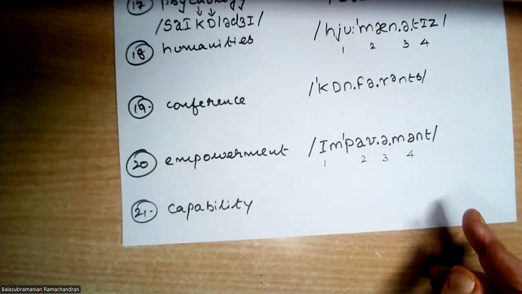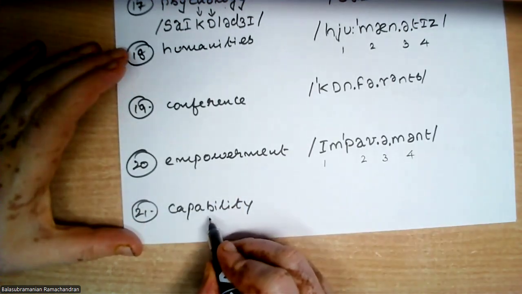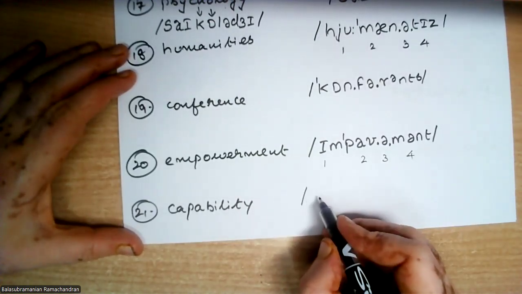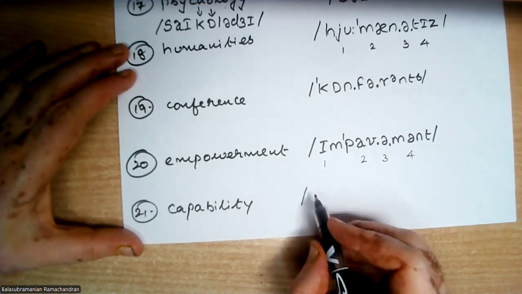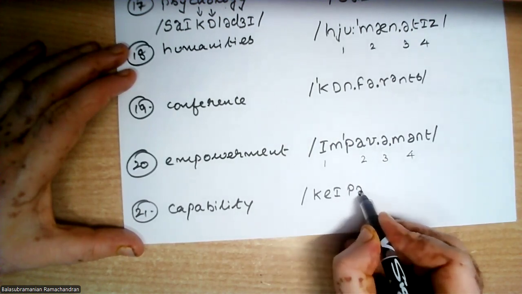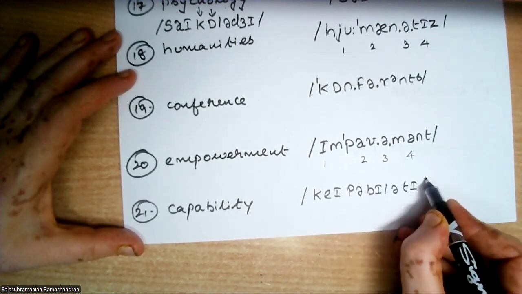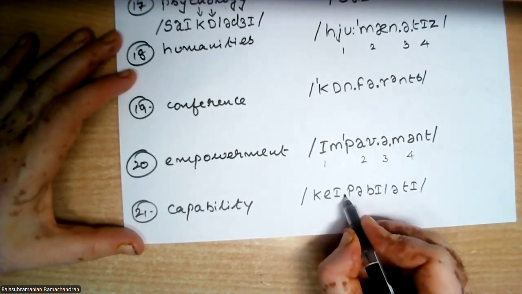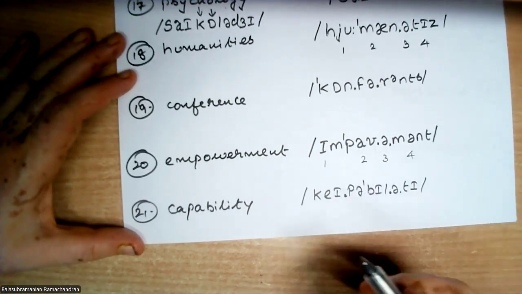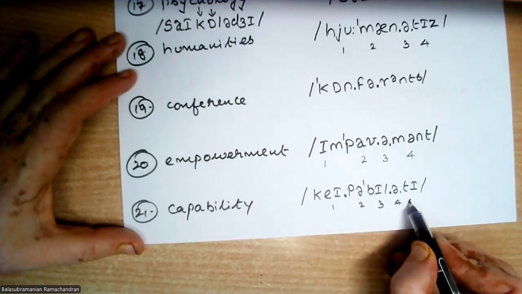C-A-P-A-B-I-L-I-T-Y. Okay. I repeat, C-A-P-A-B-I-L-I-T-Y. The pronunciation is like this: capability. So how many syllables? Just count. 1, 2, 3, 4, 5.